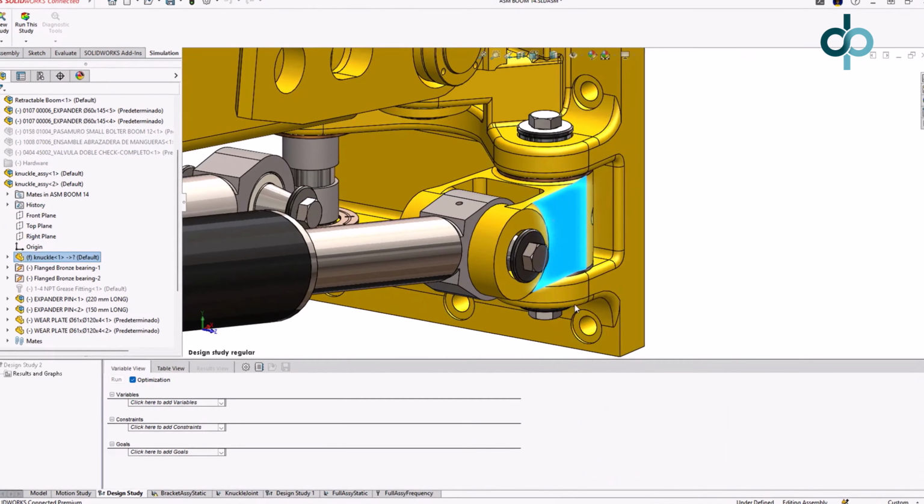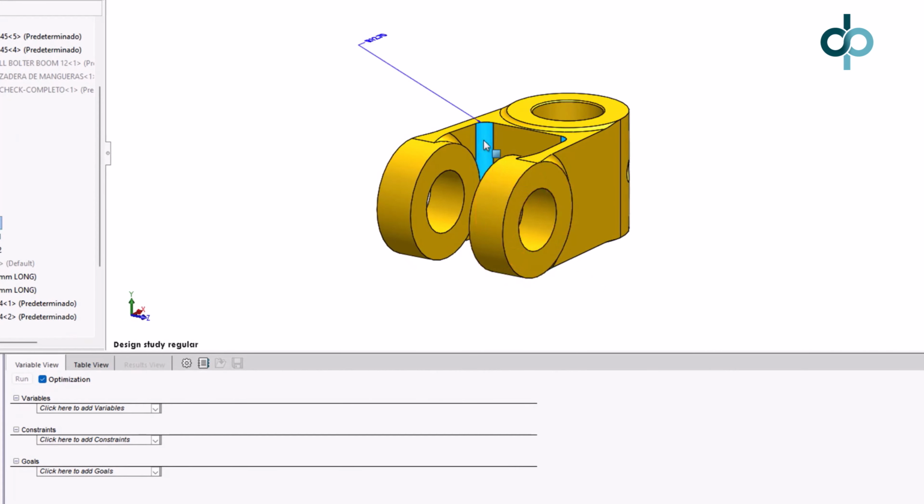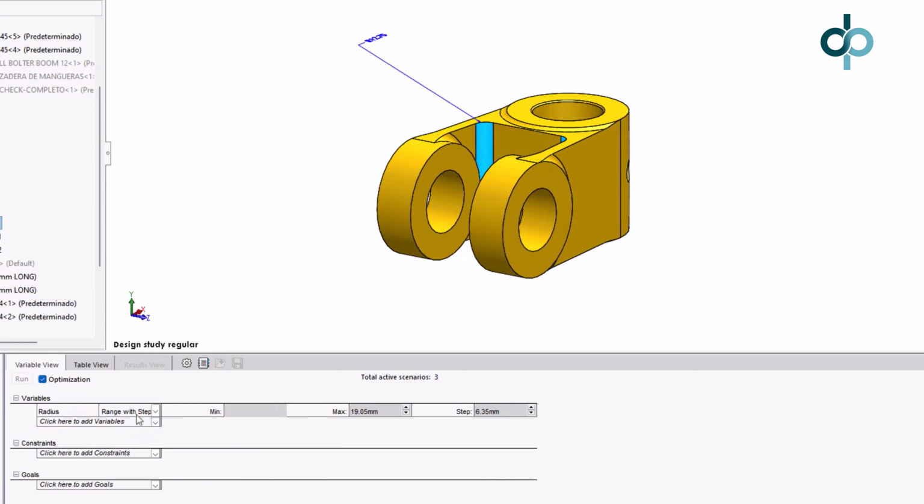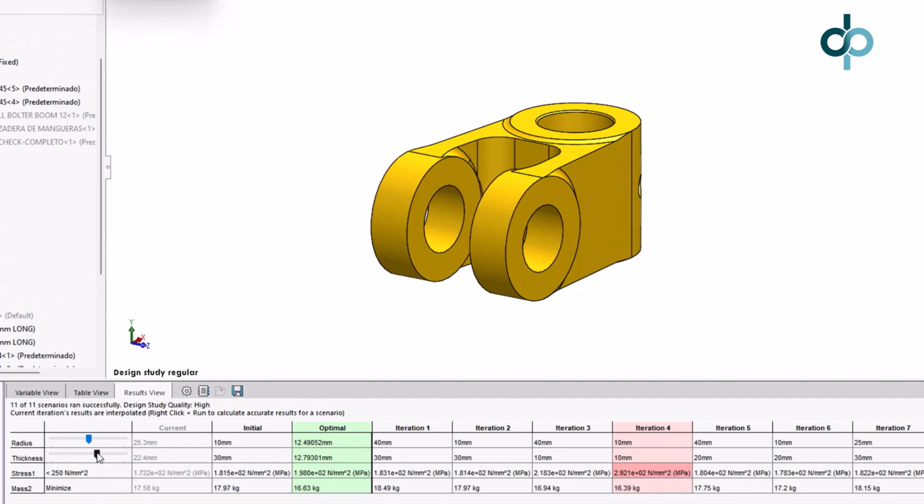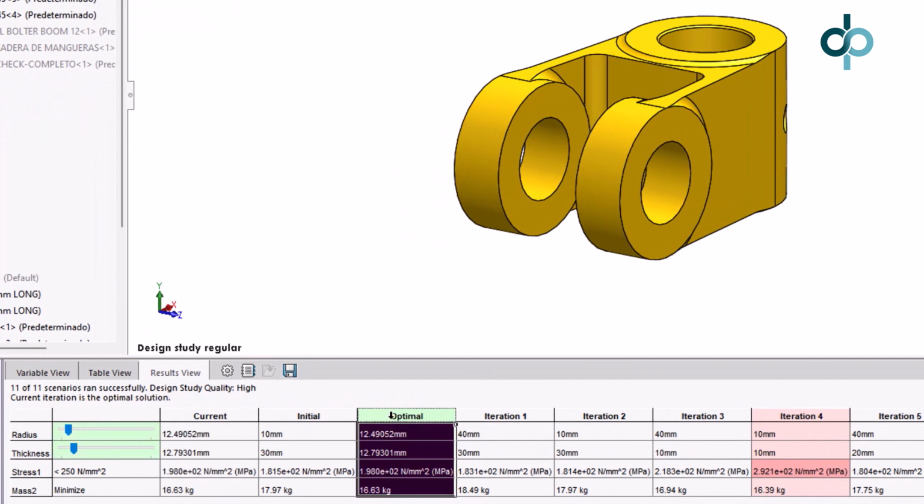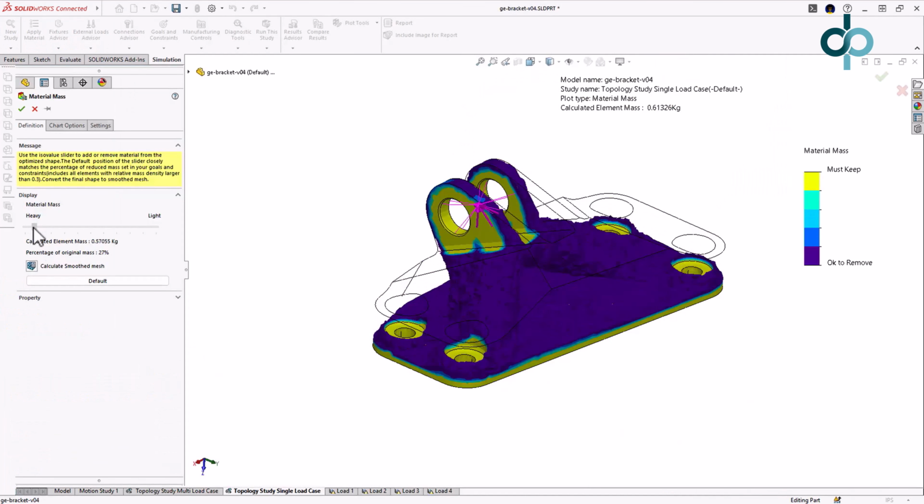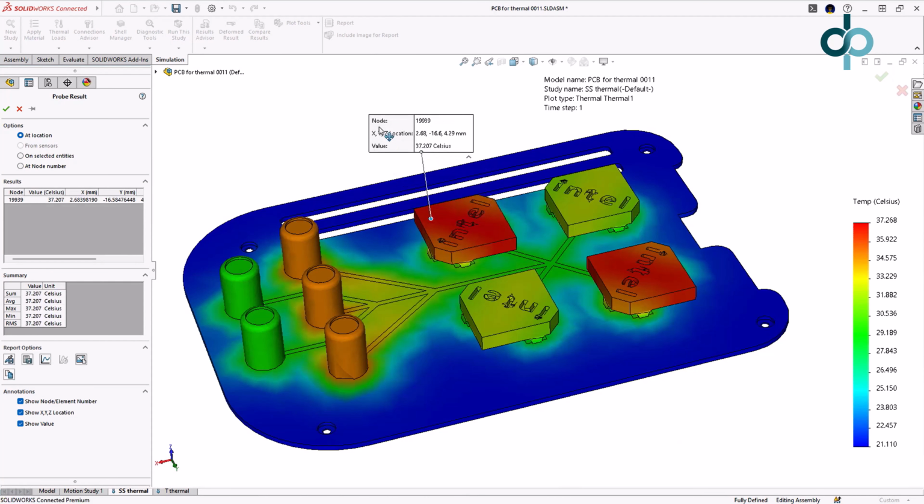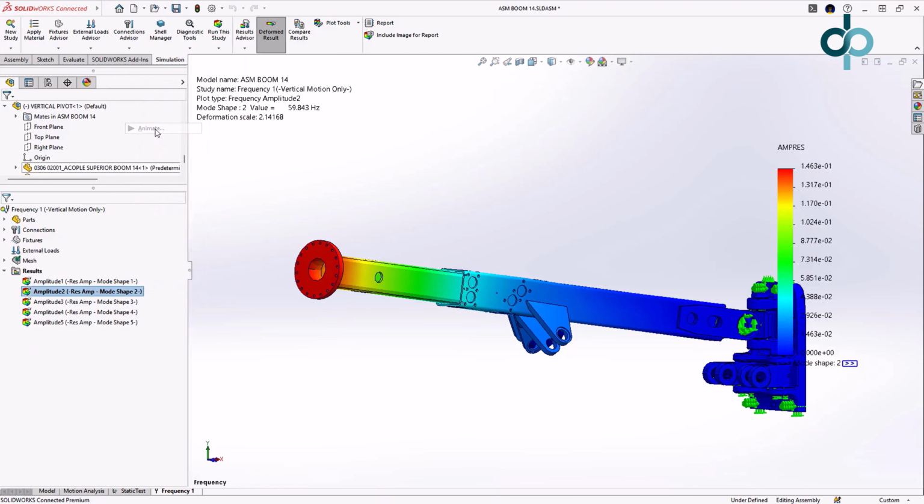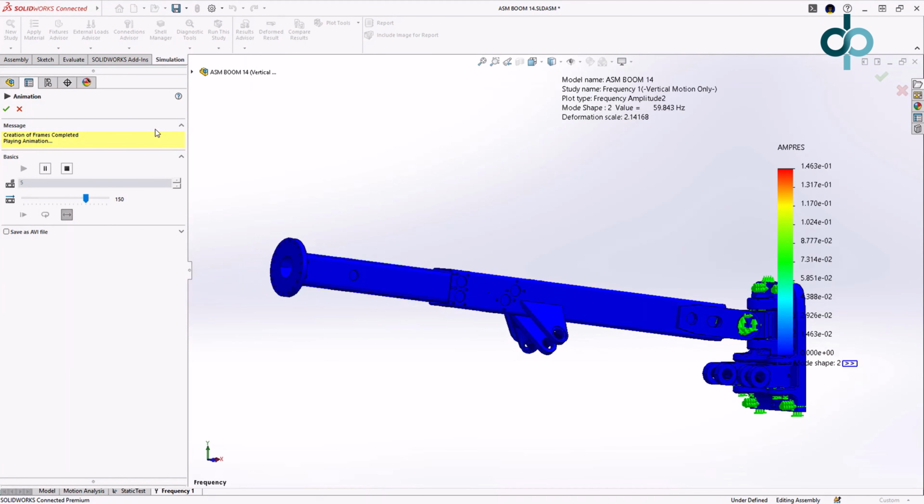SolidWorks Simulation Professional adds additional capabilities to help you run more study types to expand the testing you can perform in your designs. Simulation Professional includes fatigue analysis to design for the life of your part, topology optimization to help ensure geometric optimization of the part design. It even includes thermal temperatures and heat, as well as frequency modal and buckling analysis.